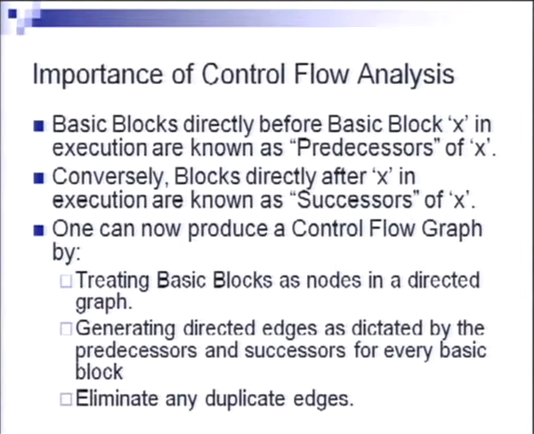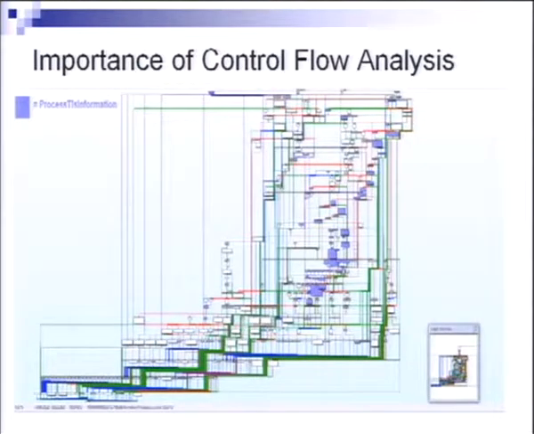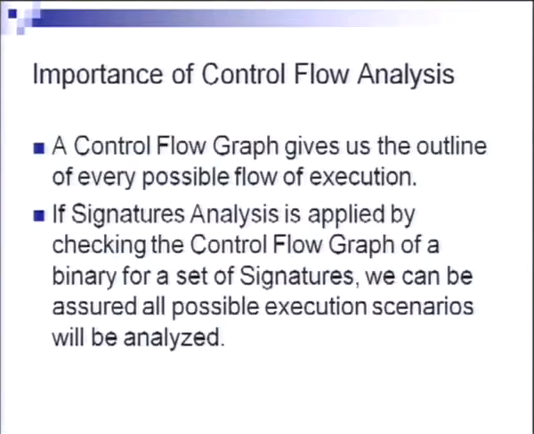Right. So anything that is executed prior to the current basic block, you can call it X, would be a predecessor, and after it a successor. You can treat the basic blocks as nodes and then create directed edges to create a control flow graph, which gives you a full idea of how exactly the program flows and where your code is going to go in any situation. That's a crazy looking control flow graph. Right. So it gives us the outline of every possible flow of execution.